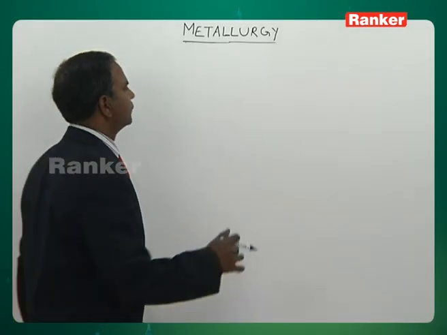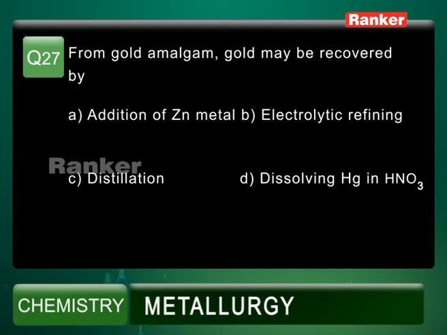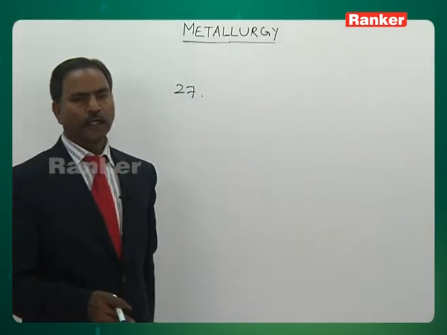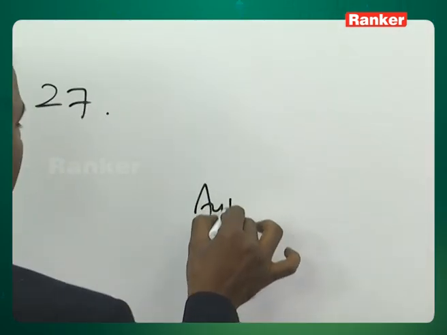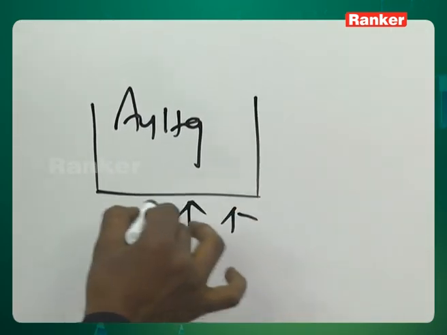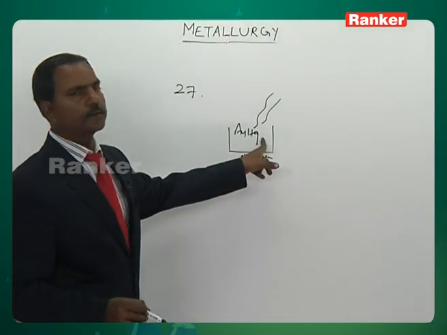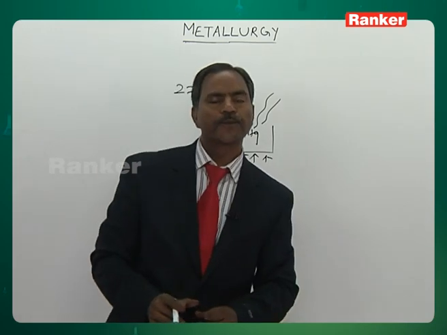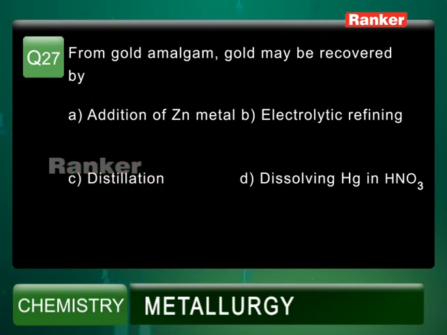Question number 27. From gold amalgam, gold may be recovered by: A. addition of zinc to metal, B. electrolytic refining, C. distillation, D. dissolving Hg in HNO3. See, generally gold amalgam, AuHg, is distilled on strong heating. The mercury, which is more volatile, is vaporized. So, by distillation process only we can get gold from the gold amalgam. Therefore, question number 27 answer is C.